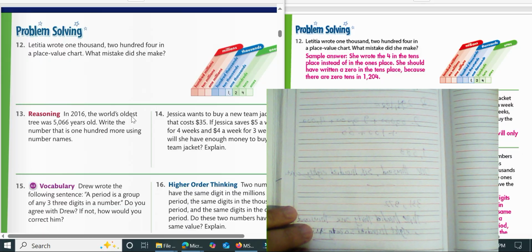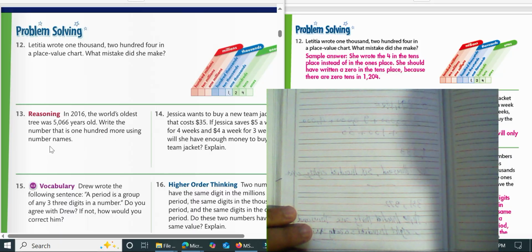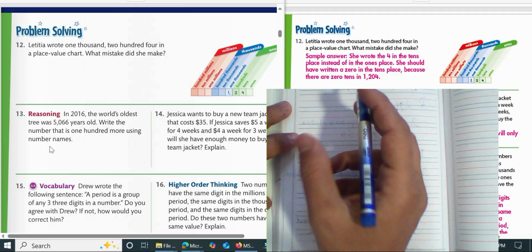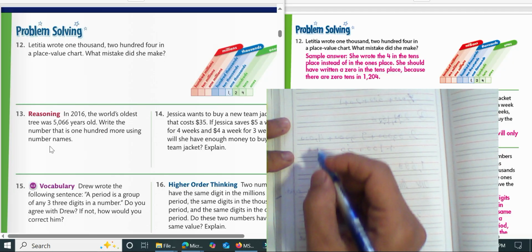Next question, number 13. In 2016, the world's oldest tree was 5,066 years old. Write the number that is 100 more using number names. We must add 100 to the number. The number will be what?